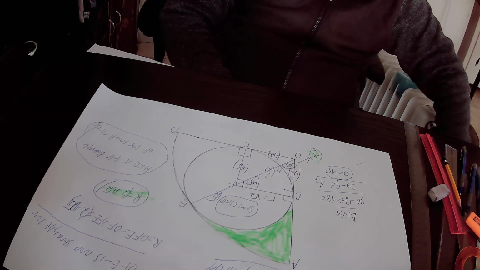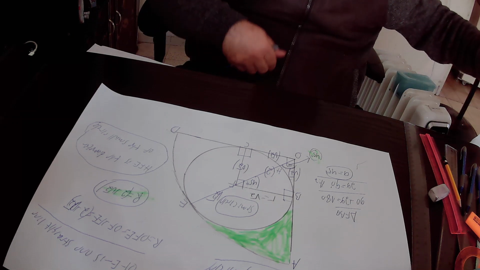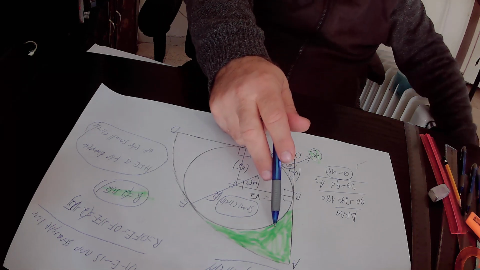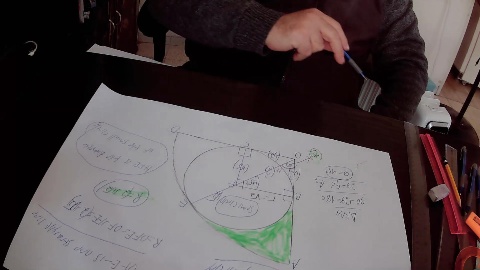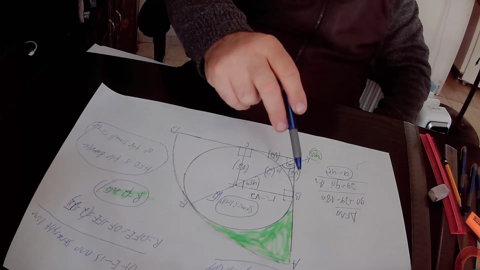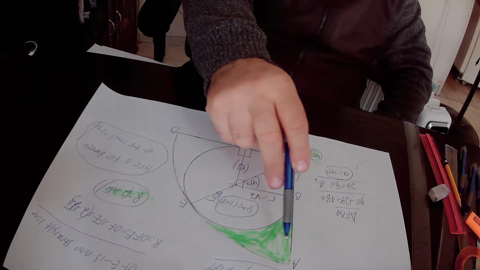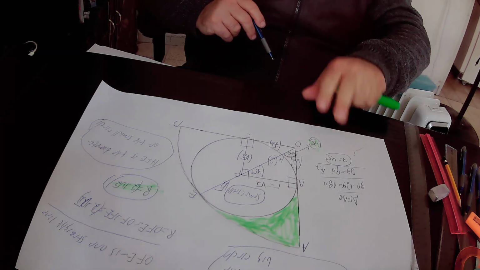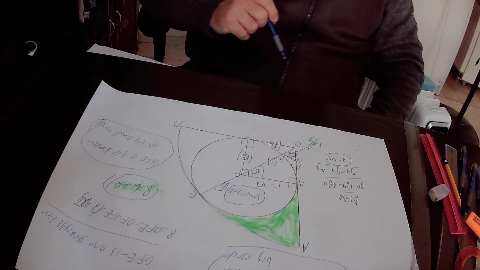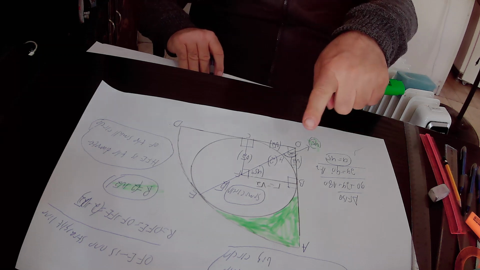So our mission is to find the value of the area of this green shape. So what is the area of the green shape?